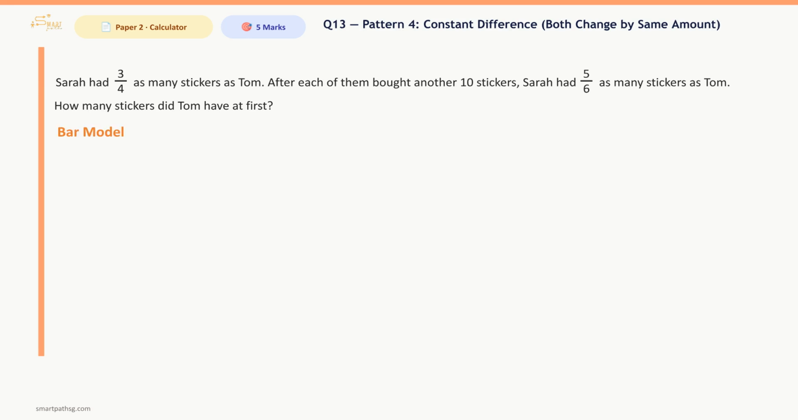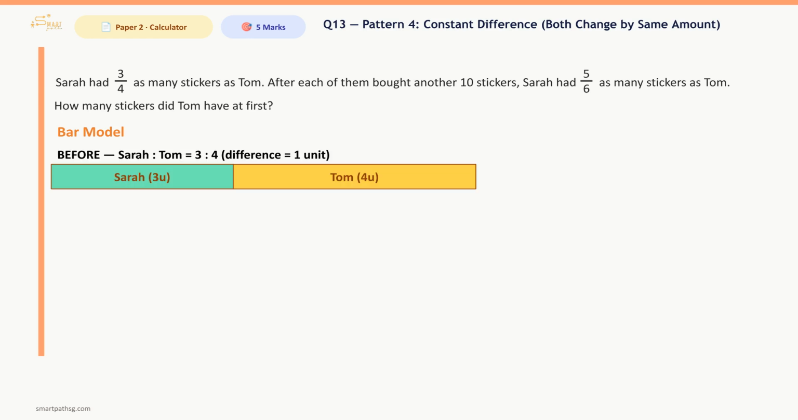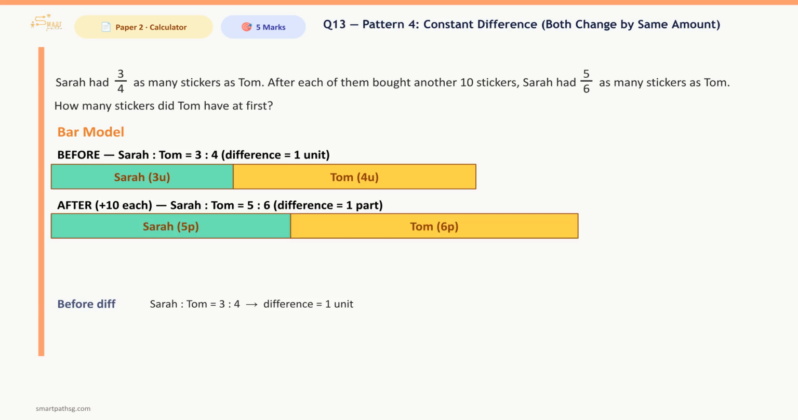Let's use a bar model to visualize this question. Before, Sarah had 3/4 as many as Tom. The ratio is 3 to 4. The difference is 4 minus 3, or 1 unit. After, Sarah had 5/6 as many as Tom. The ratio is 5 to 6. The difference is 6 minus 5, or 1 part.